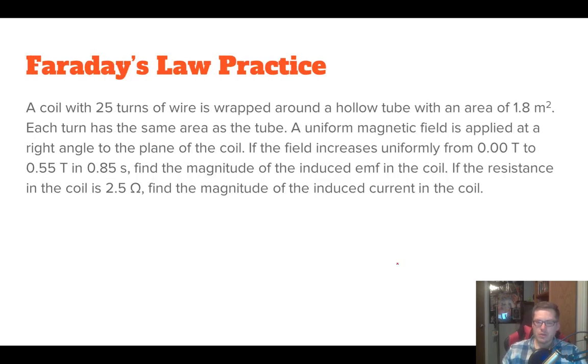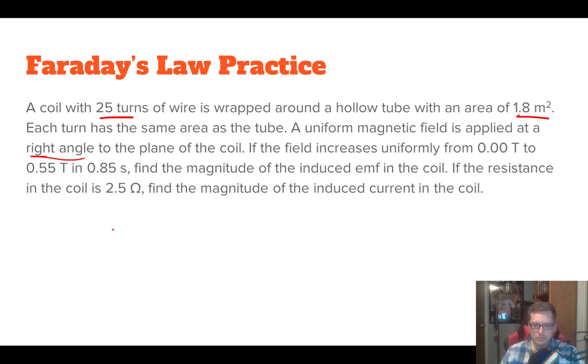It says a coil with 25 turns of wire is wrapped around a hollow tube with an area of 1.8 meters squared. Each turn has the same area as the tube. A uniform magnetic field is applied at a right angle to the plane of the coil. If the field increases uniformly from 0 Tesla to 0.55 Tesla in 0.85 seconds, find the magnitude of the induced EMF in the coil, and then, given a resistance, find the magnitude of the induced current in the coil.